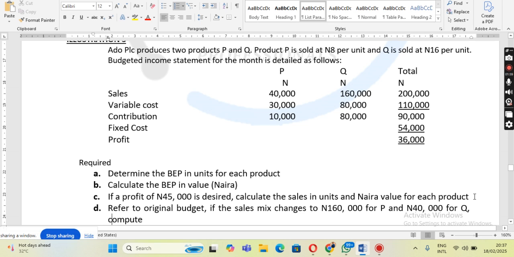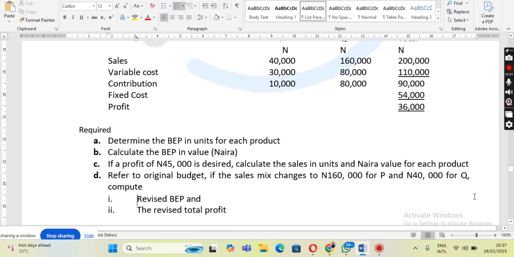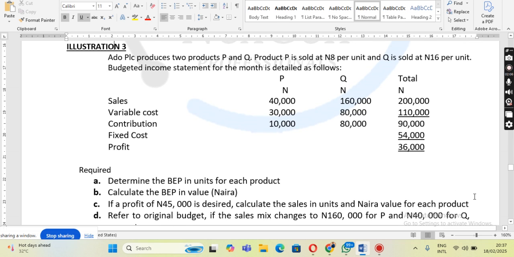If a profit of 45,000 naira is desired, calculate the sales in unit and value for each product, right? So that is targeted profit. We still remember our formula. The only thing that will change is the weighted average. Refer to original data. If the mix changed to 160,000 for P and 40,000 for Q, compute the revised BEP and the revised total profit. This question is very simple, right? Adopted from the ACCA study text, as well as ICAN.